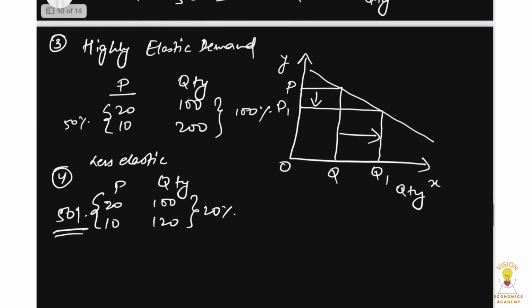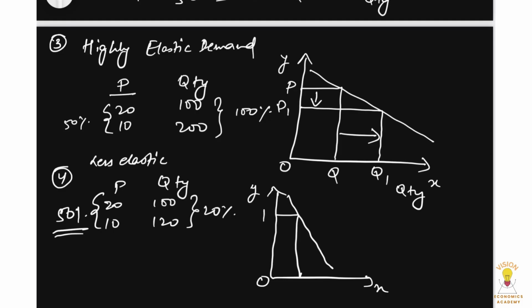The diagram would be a steeper curve. At initial price OP, OQ is demanded. But if the price falls to OP1, OQ1 is demanded. So with this much fall in the price, the quantity has only increased by this much. So obviously we can see that it is less elastic.